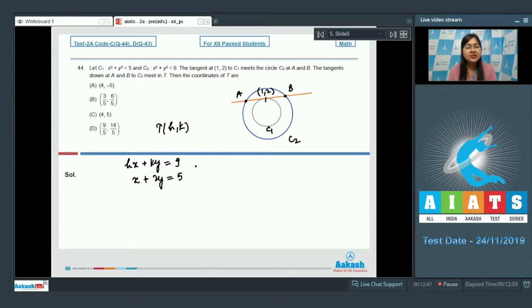So these two are representing the same line, which means that h upon 1 is equal to k upon 2 is equal to 9 by 5. So coordinates of point T is 9 by 5, 18 by 5. So from the given options, option number D is the correct choice.